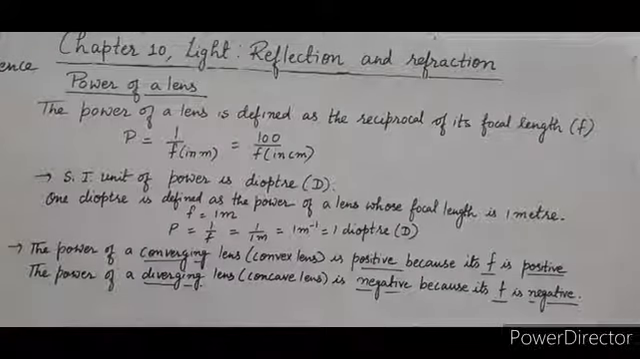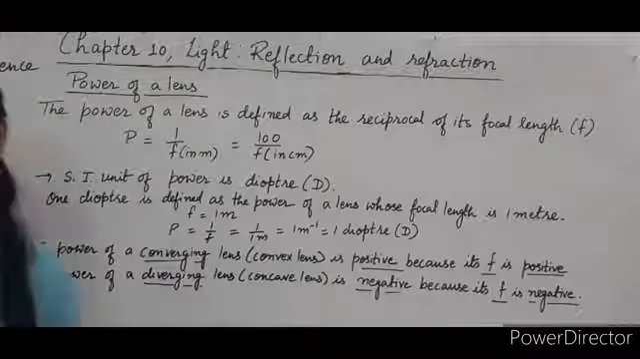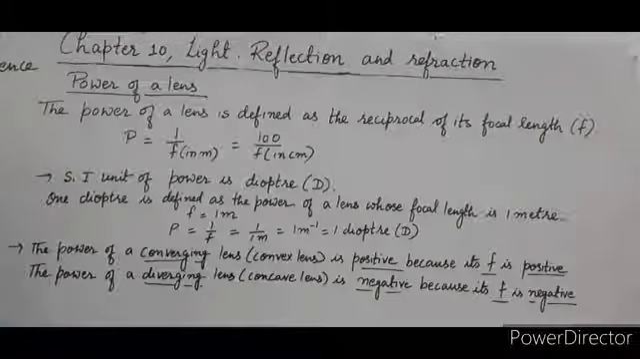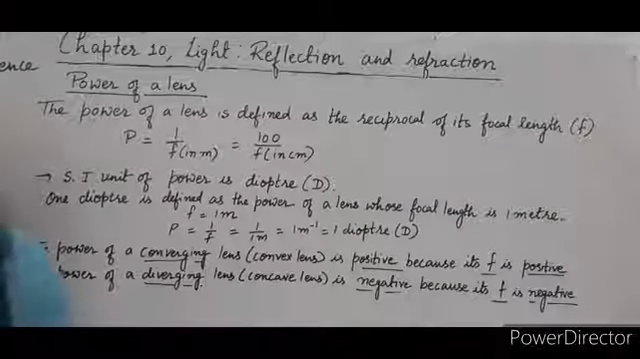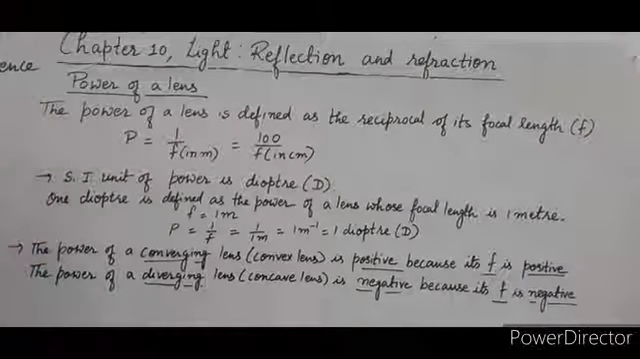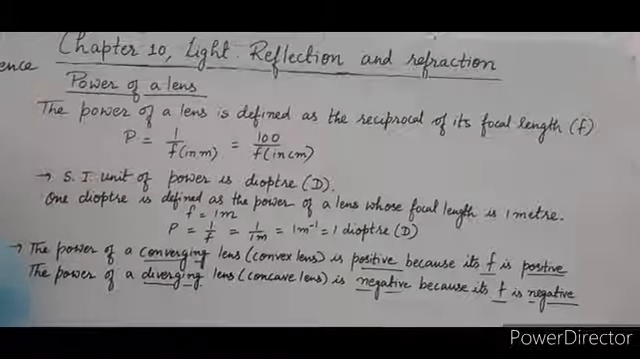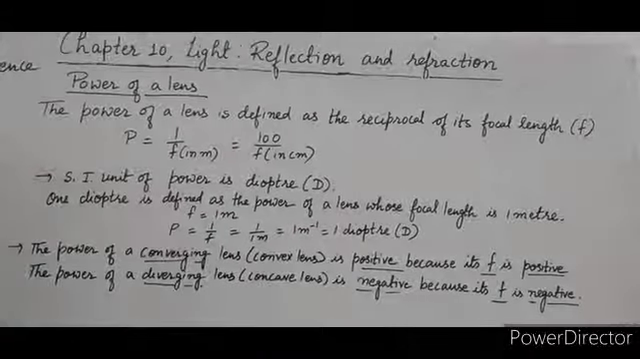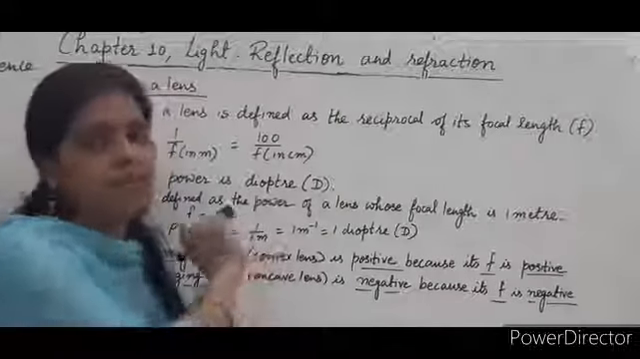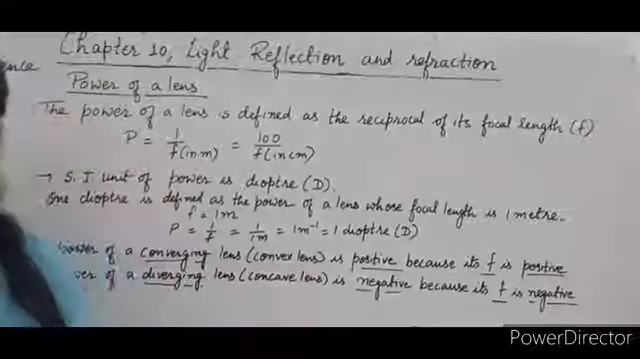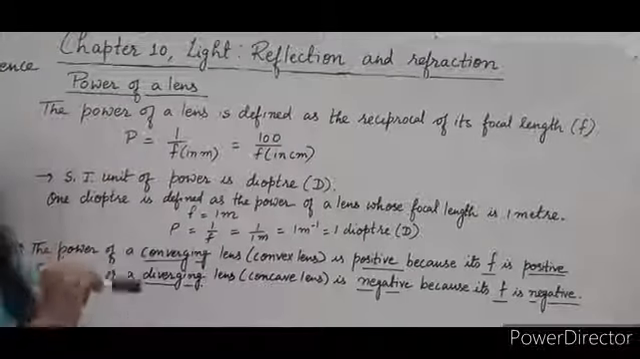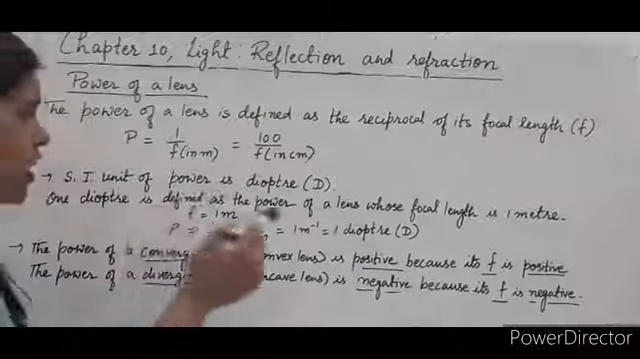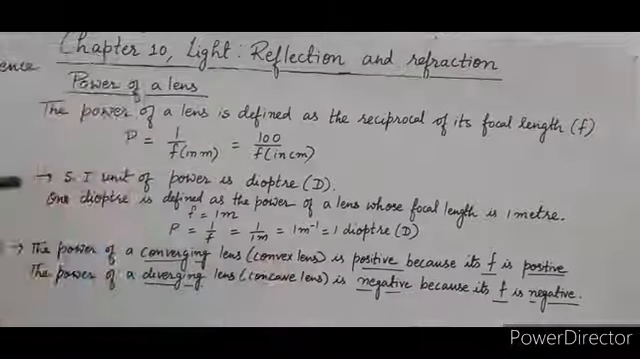Now the power of a converging lens. The power of a converging lens, that is a convex lens, is positive because its focal length is positive. And the power of a diverging lens, that is a concave lens, is negative, because its focal length is negative.